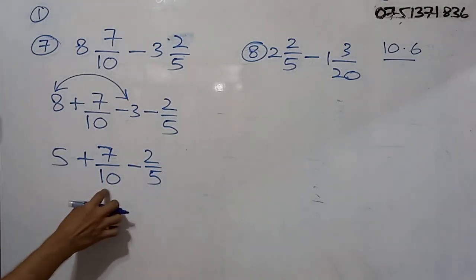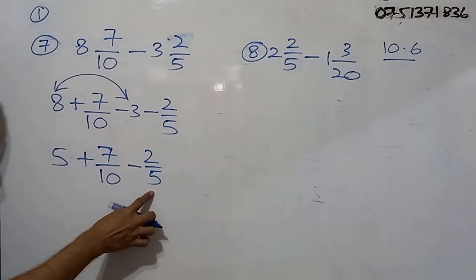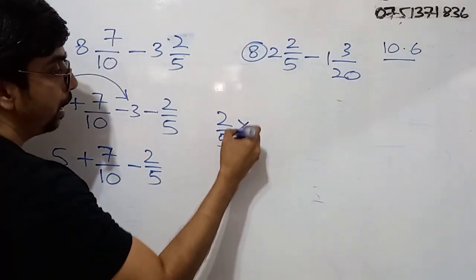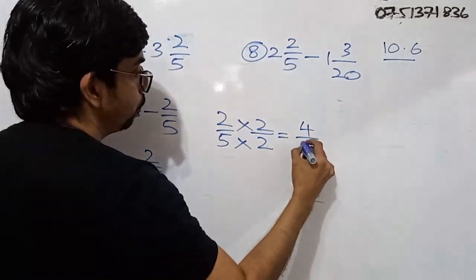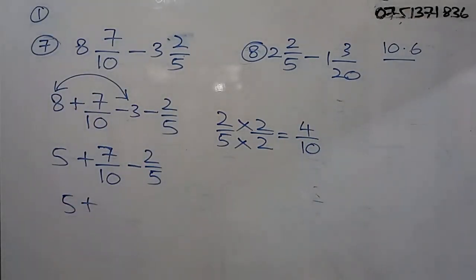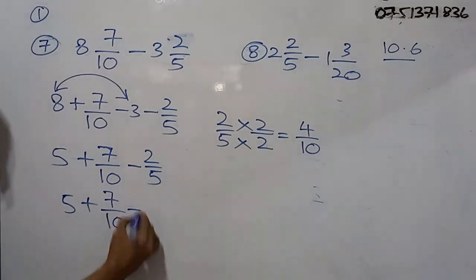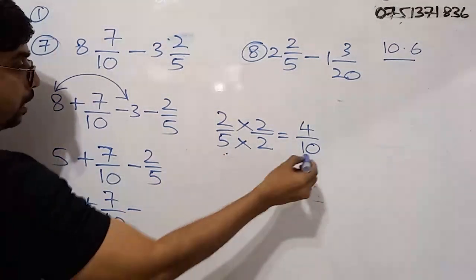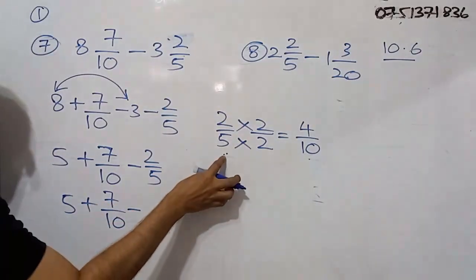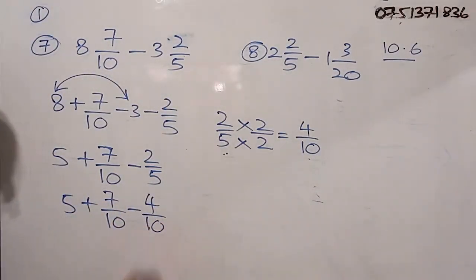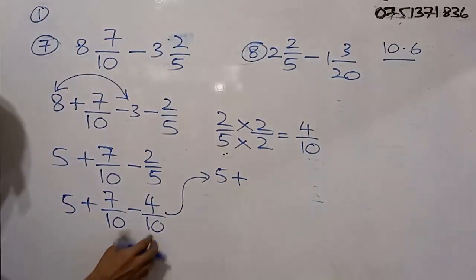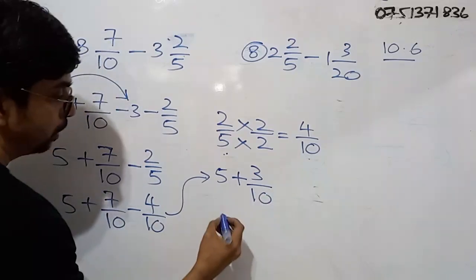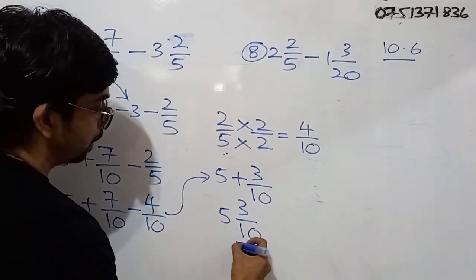Now we have to simplify these two fractions. Denominators are different. Least common denominator will be what? 10. So 2 by 5, I'll have to multiply both numerator and denominator by 2. So this becomes 4 by 10. So 5 plus 7 by 10 minus, since these two fractions are equivalent fractions, I can write 4 by 10 instead of 2 by 5. So 4 by 10. Now I will continue from here. So 5 plus, what's the outcome of this? 3 by 10. So 5 and 3 by 10, that's the answer.